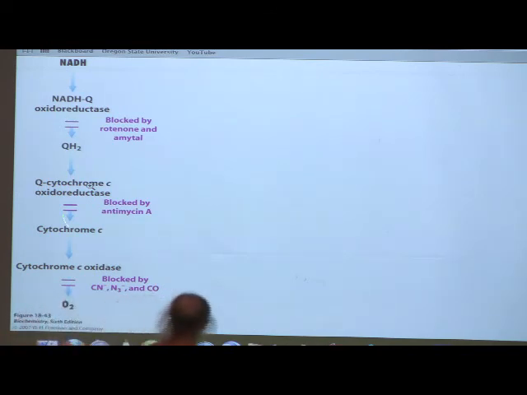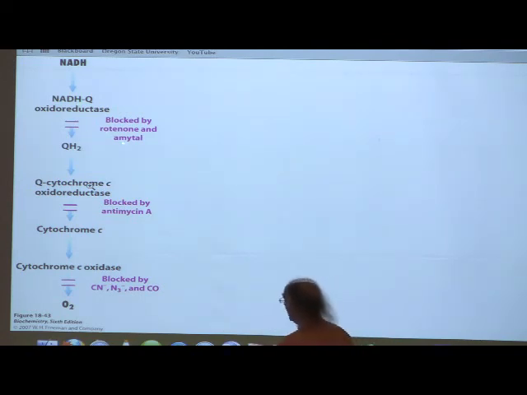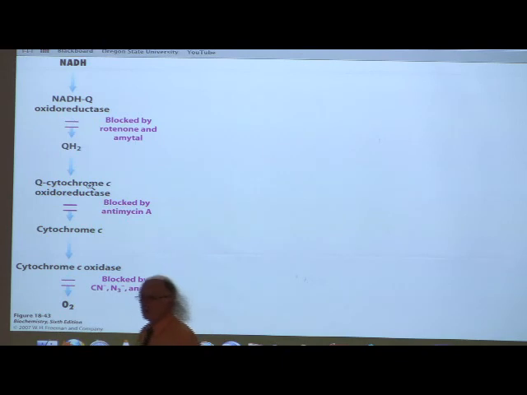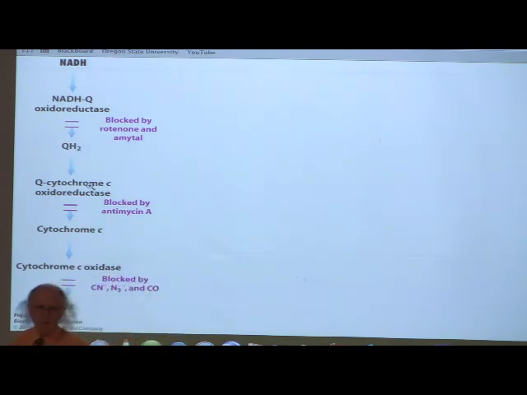Well, there are 3 places in electron transport where we can stop the movement of electrons. The first of these we talk about is blocking the movement of electrons through complex 1. This movement is actually blocked by the compounds rotenone and amytal. Rotenone is a biological insecticide. It's actually produced by plants, and it kills insects.